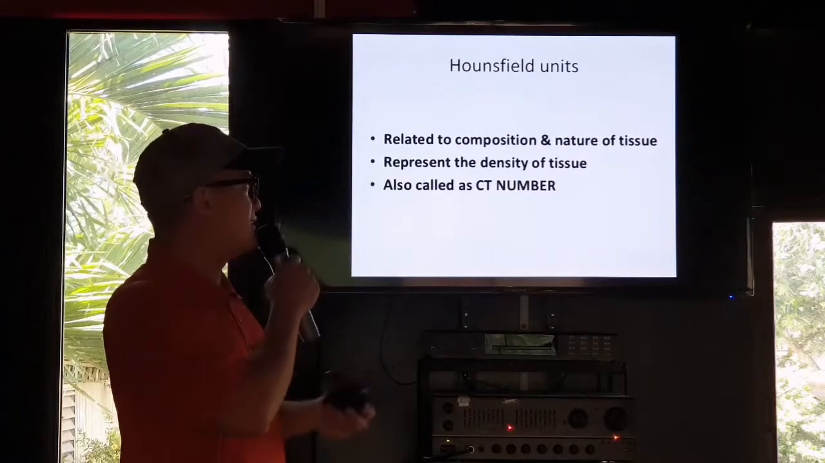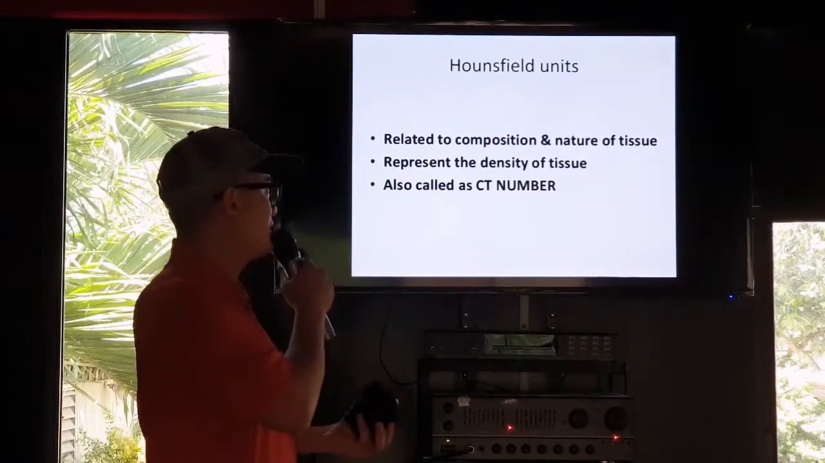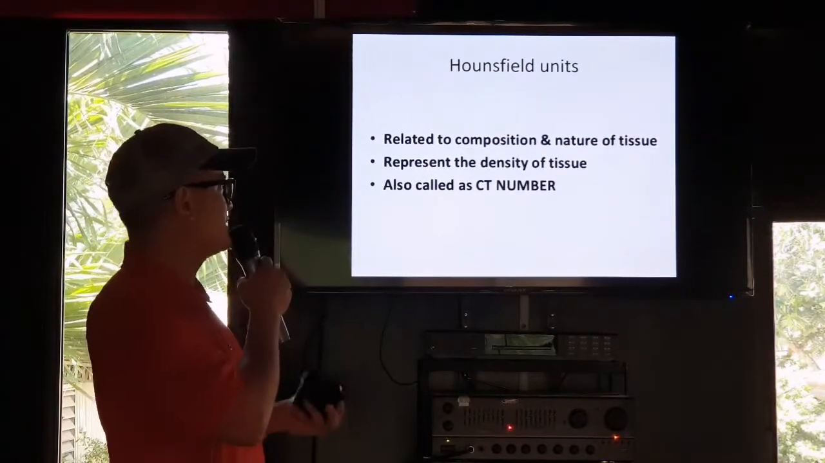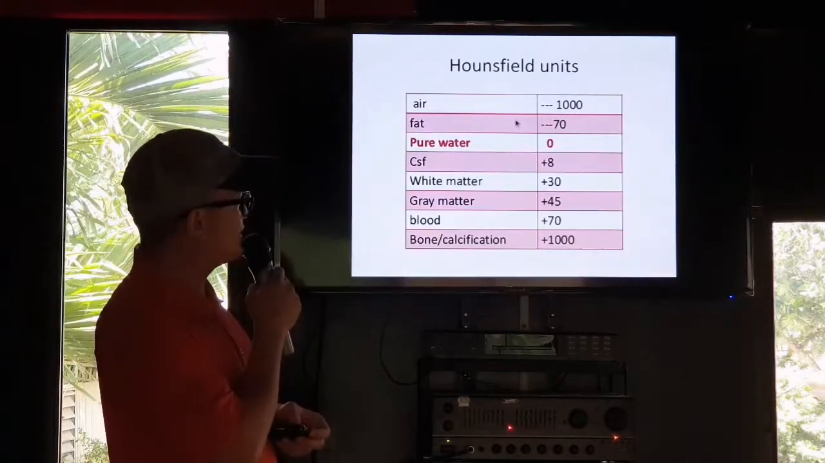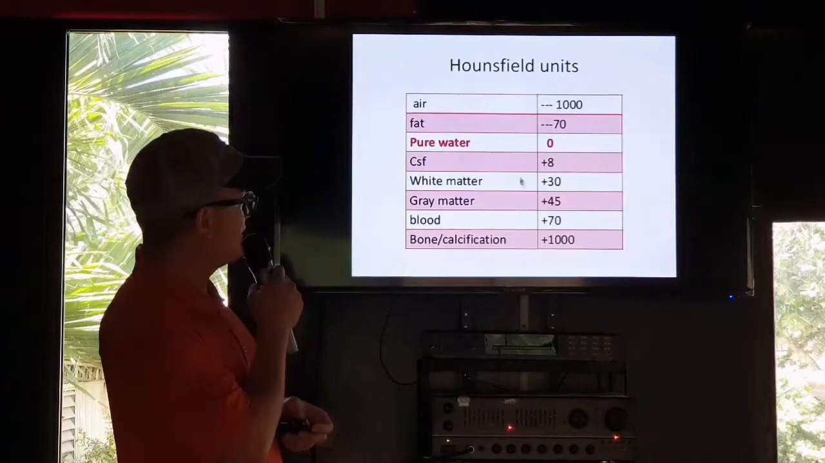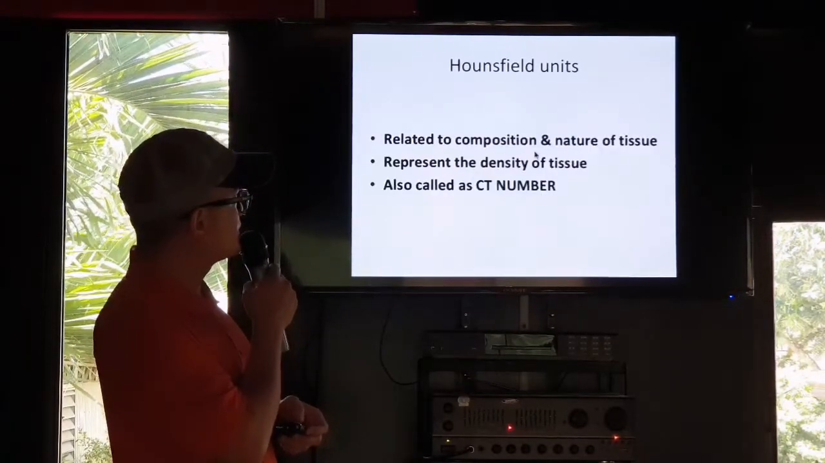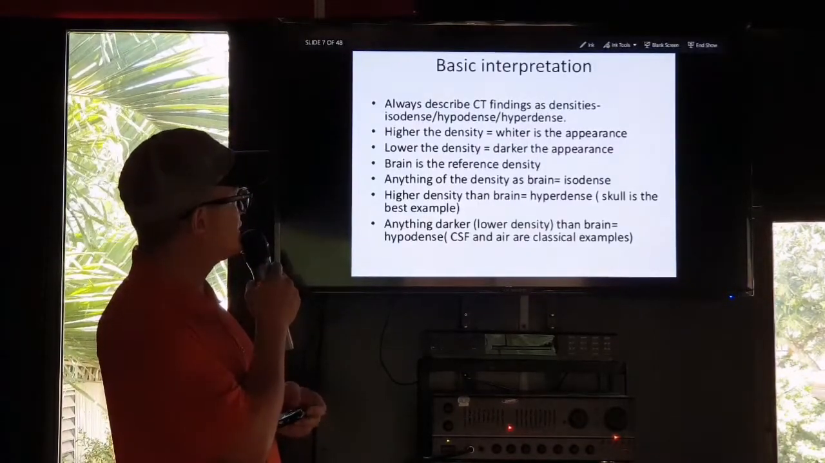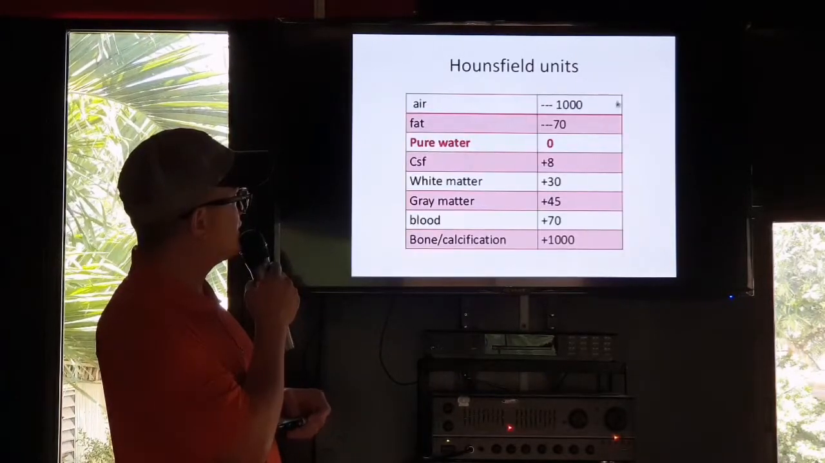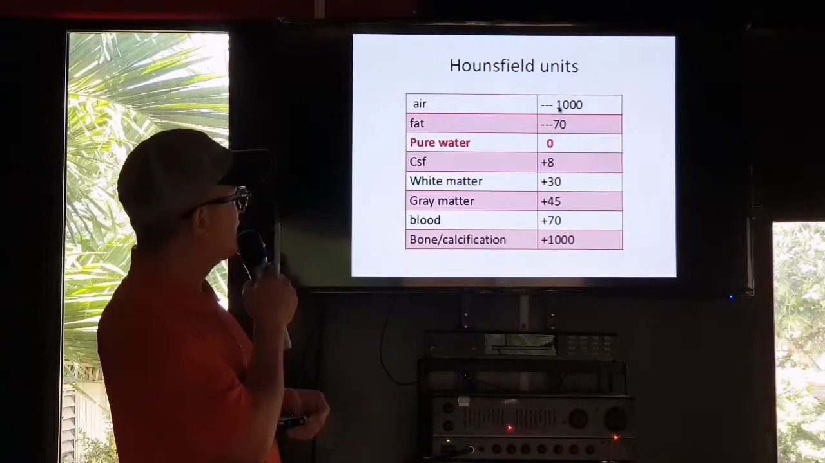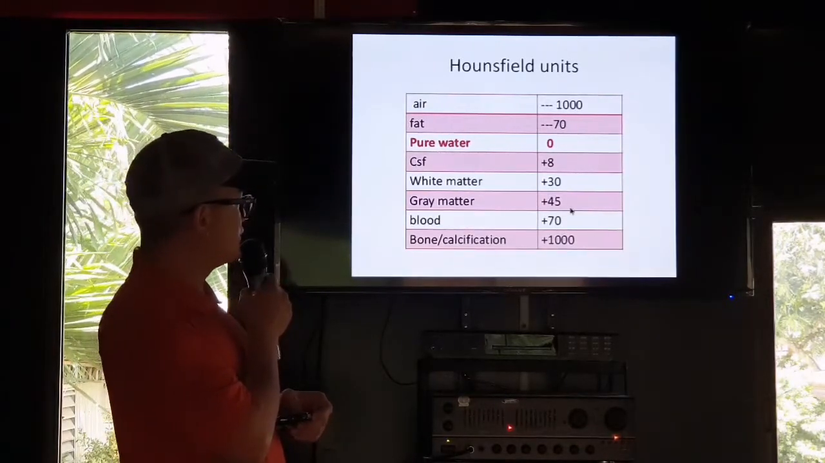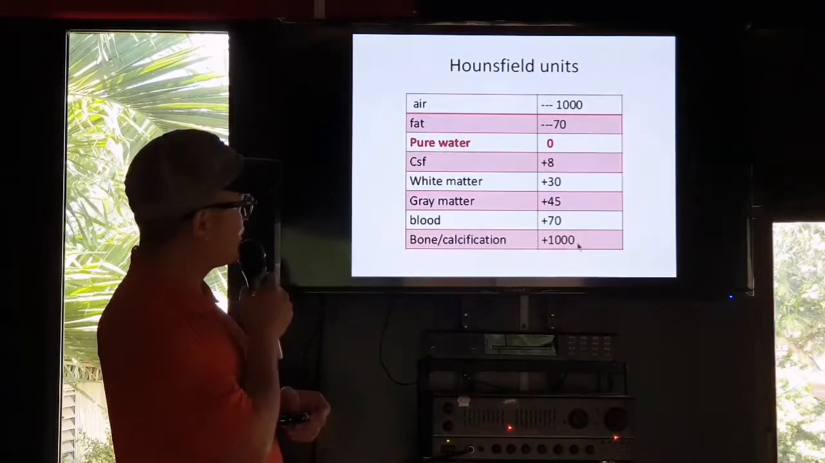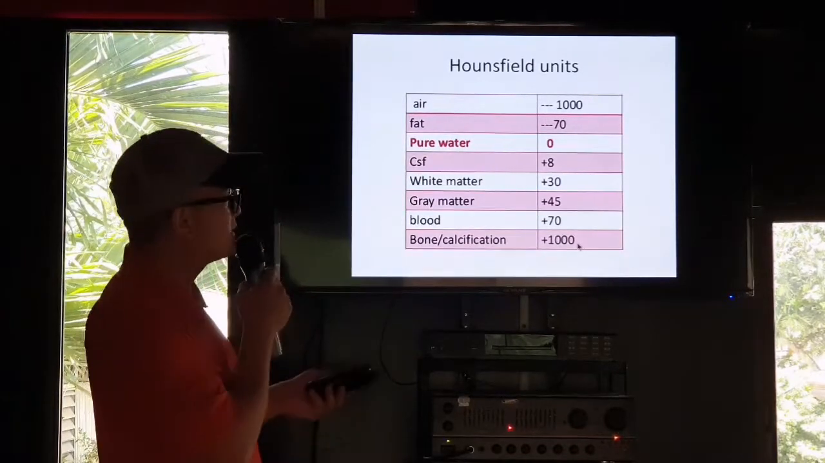So, the density is related to the composition and nature of the tissue, and the density is also called a CT number. So this is a simple table showing you the Hounsfield units. Okay, so pure water is 0, air and fat less than 0. Of course, as you move towards bone, you get more CT numbers or Hounsfield numbers.